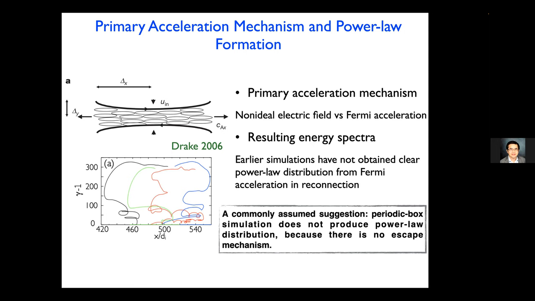But then there's also debate on the primary acceleration mechanism and the resulting energy spectrum. How do you understand this spectrum? In non-relativistic reconnection studies, they have been trying for at least a decade to produce a non-thermal spectrum, but they couldn't. The commonly assumed reason is that a periodic simulation cannot produce a power law because there is no appropriate escape mechanism. But clearly the picture is different now, because the same simulation, as long as you have enough energy supply, does generate a non-thermal spectrum.